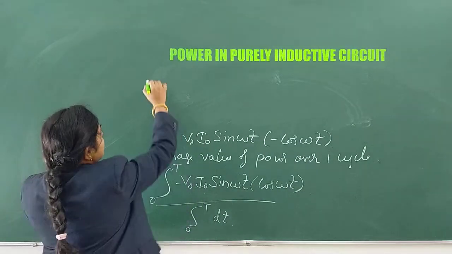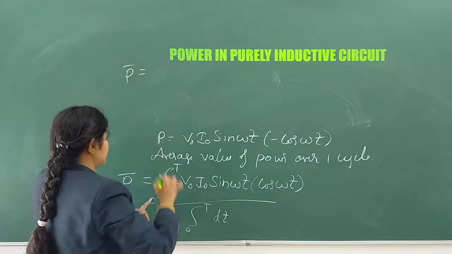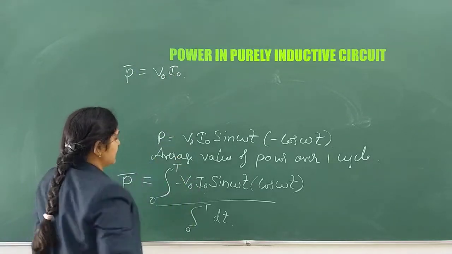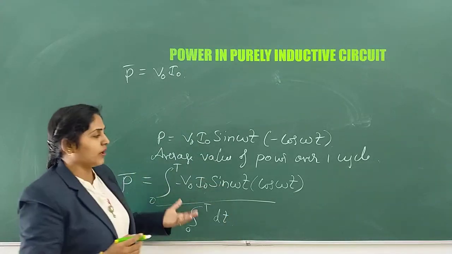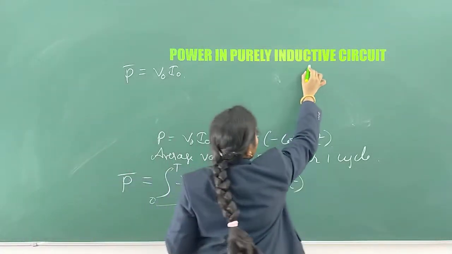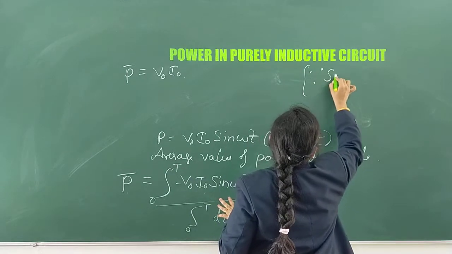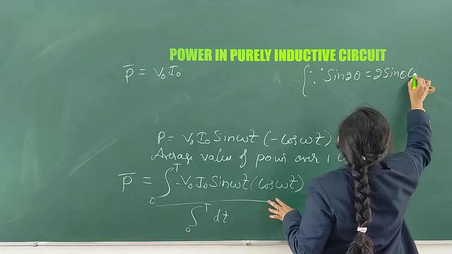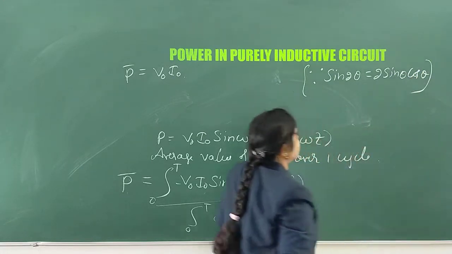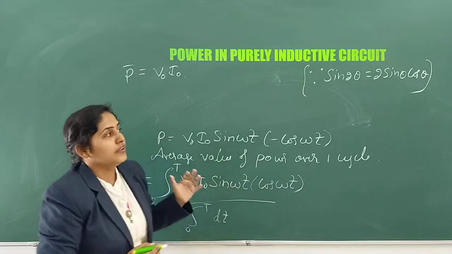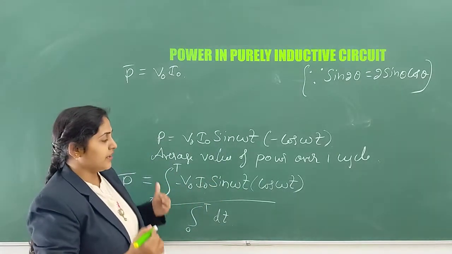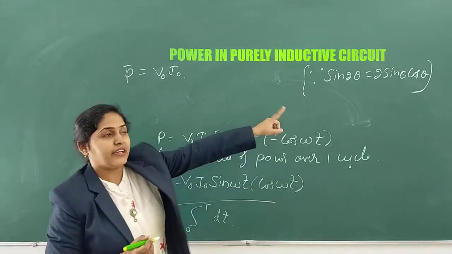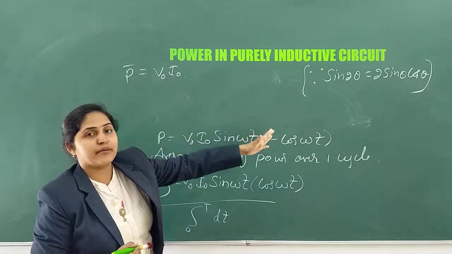I'll continue from here. So average power is equal to V naught I naught, integral from 0 to T of sin omega t into cos omega t. We know sin 2 theta is nothing but 2 sin theta into cos theta. Correct? So sin theta into cos theta can be written as sin 2 theta by 2.